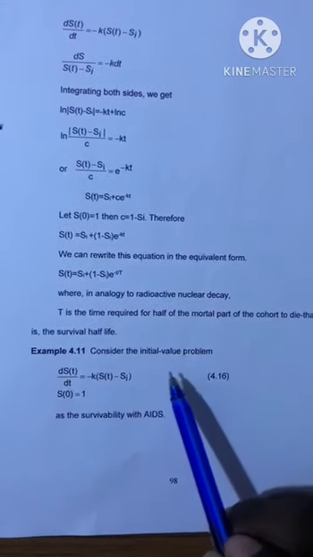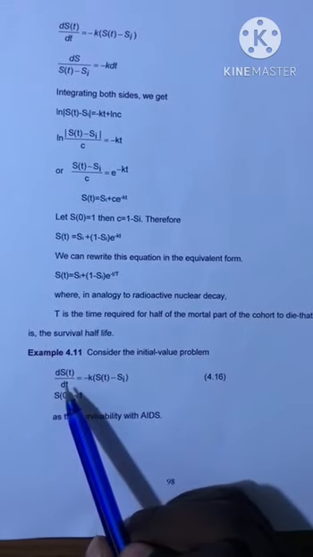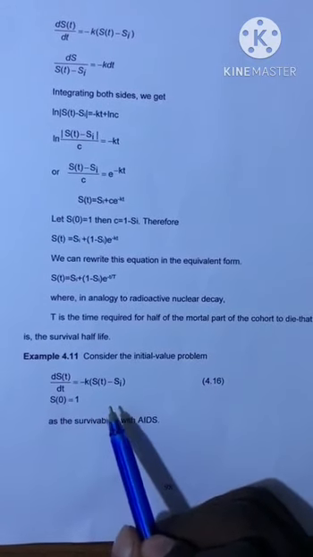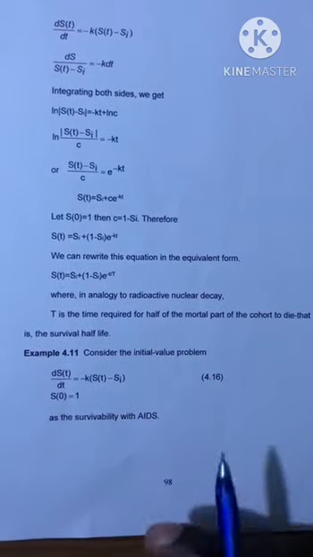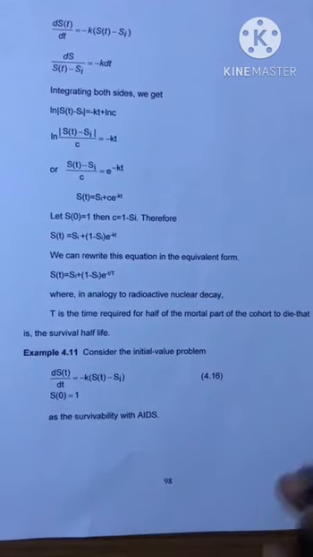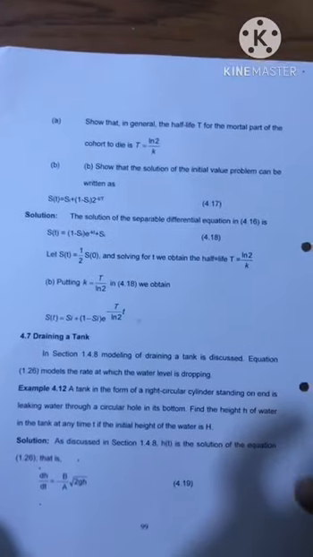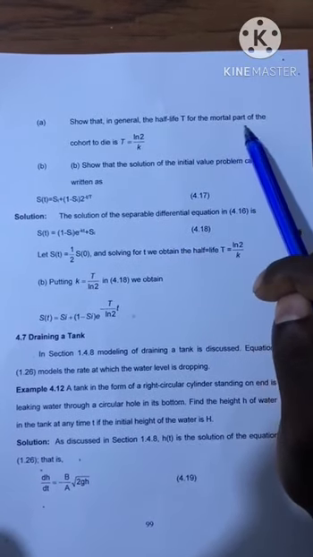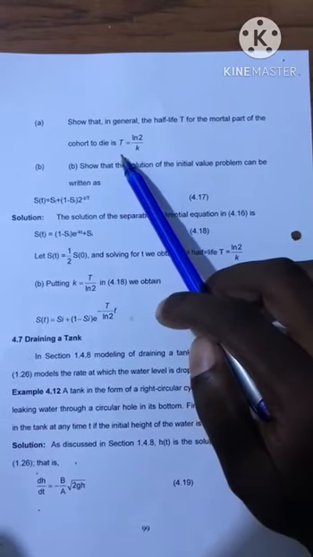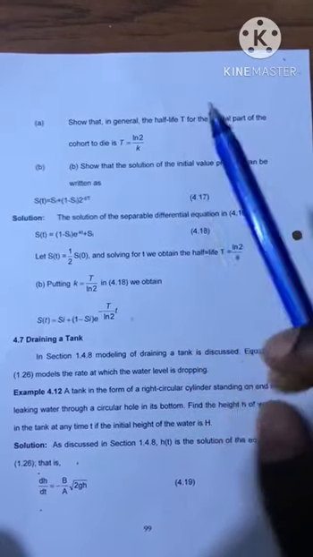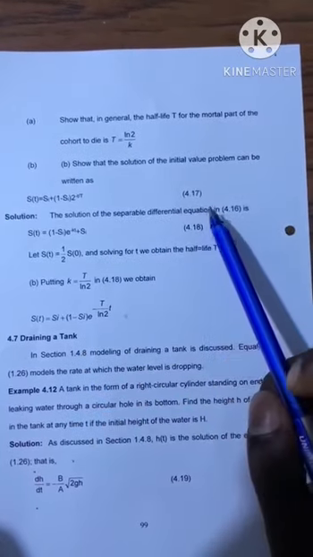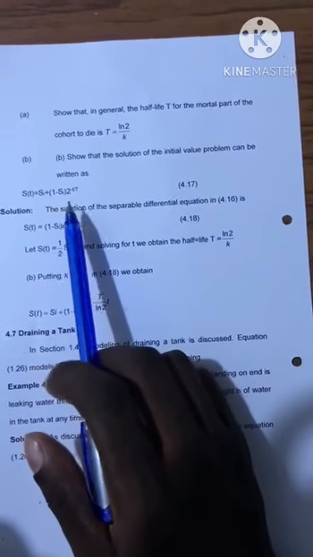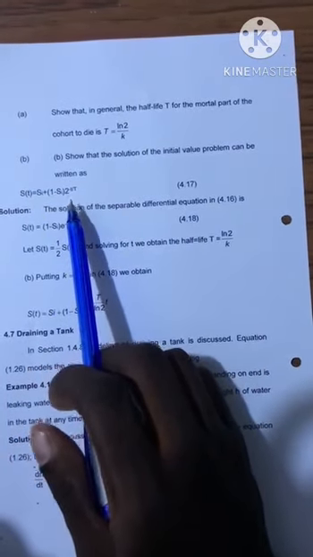Consider the initial value problem dS(t)/dt equals minus k (S(t) minus S_i), S(0) equals 1, as the survivability with AIDS. Now we show that in general the half-life T for the mortal part of the cohort to die is T equal to ln 2 divided by k. Show that the solution of the initial value problem can be written as S(t) equals S_i plus (1 minus S_i) 2^(-t/T).